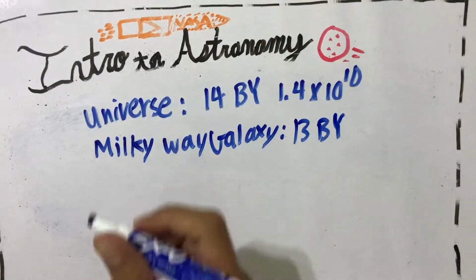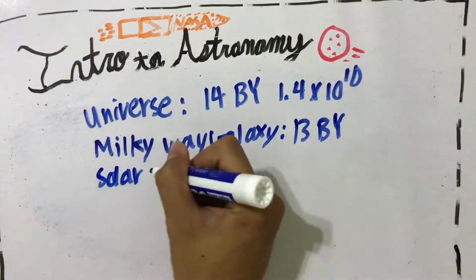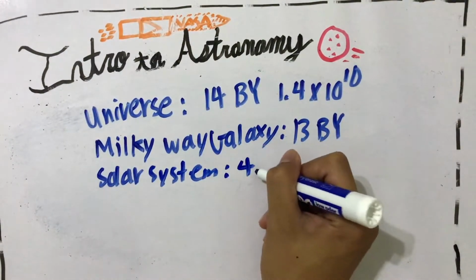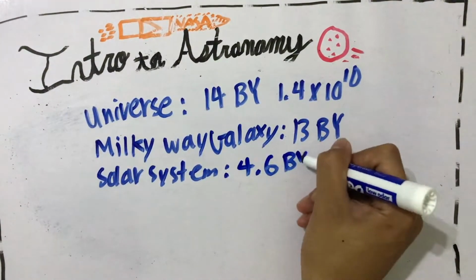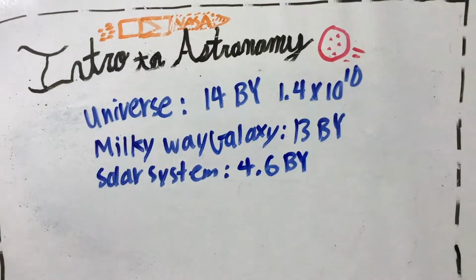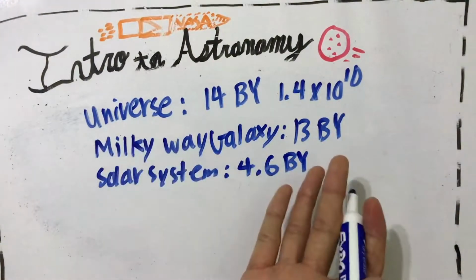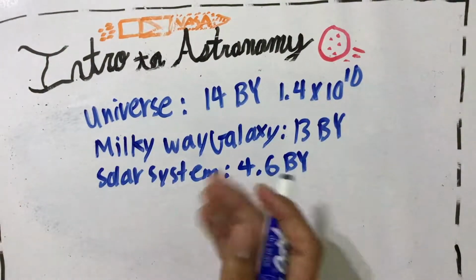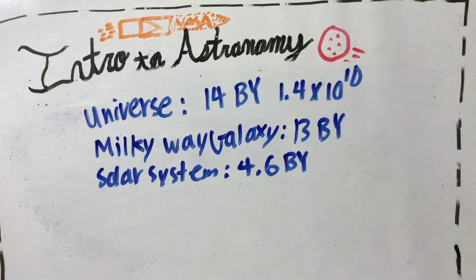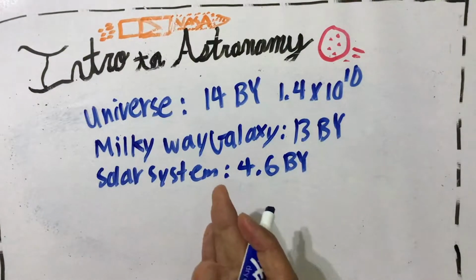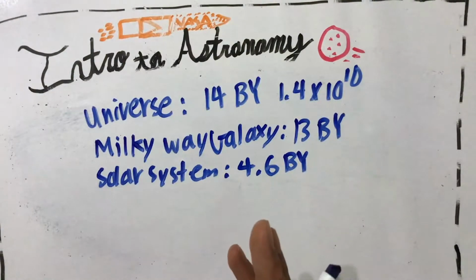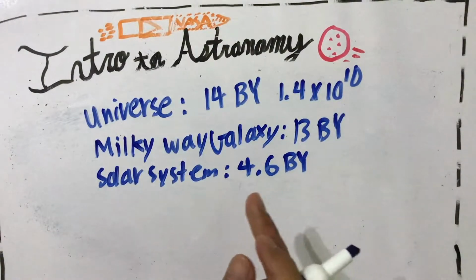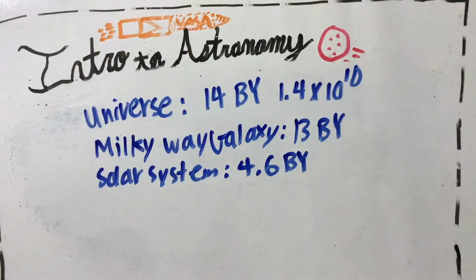And our solar system is 4.6 billion years old. So I suggest that you might remember these numbers. These are interesting if you just tell your friend, oh wow, the universe is 14 billion years old. You know the time scales more easily. And for the solar system, we know that it's 4.6 billion years old through radioactive dating of meteorites.